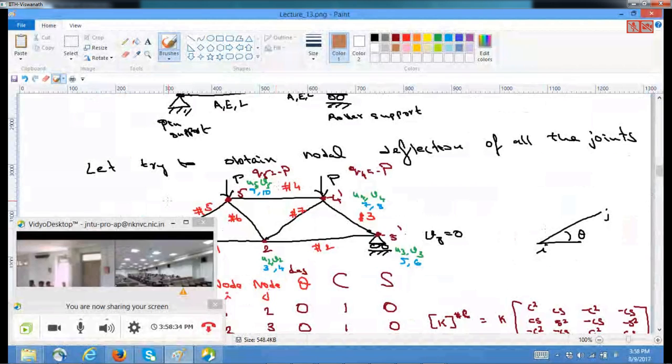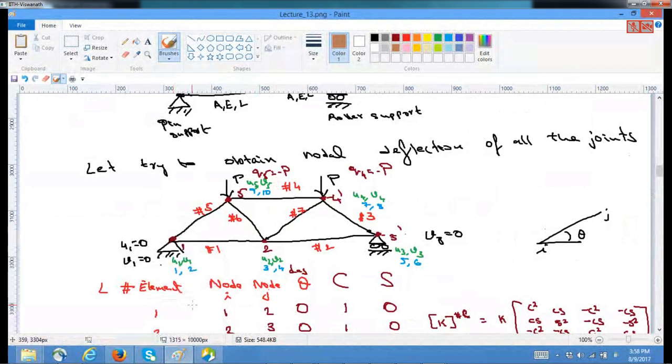Points are nothing but nodes. There are only 5 nodes: node 1, node 2, node 3, node 4, node 5. But there are elements connecting the nodes. So this black member is element 1, which is connecting nodes 1 and 2, or joints 1 and 2. And element 2 is the member between joints 2 and 3. So element 4 is the element, 5th is the element, 6th is the element, and 7th is the element.